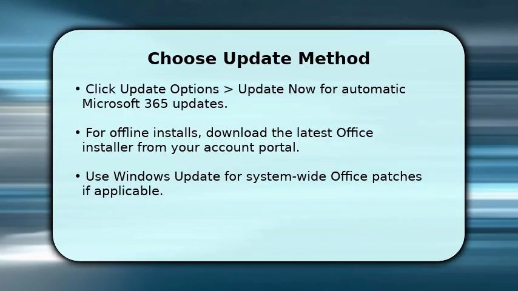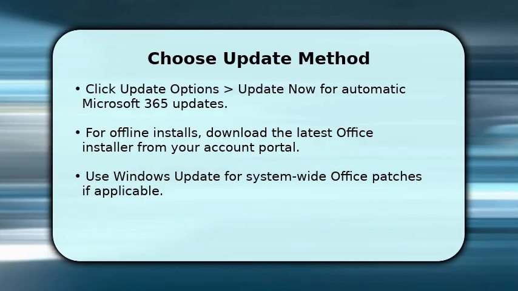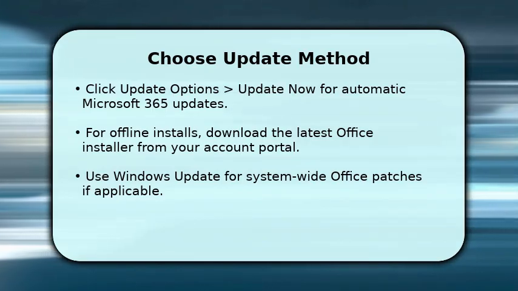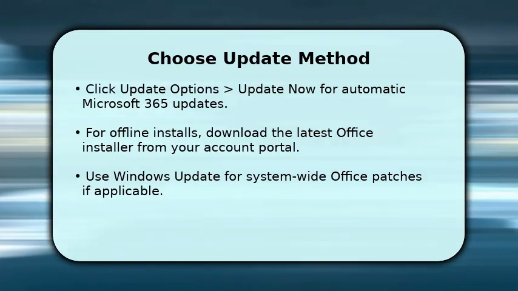If you need an offline installer, download the exact Office package from your account portal and run it to replace or repair files. Alternatively, run Windows Update for cumulative Office patches when IT manages policies. Make sure to monitor progress. Large updates may take several minutes.